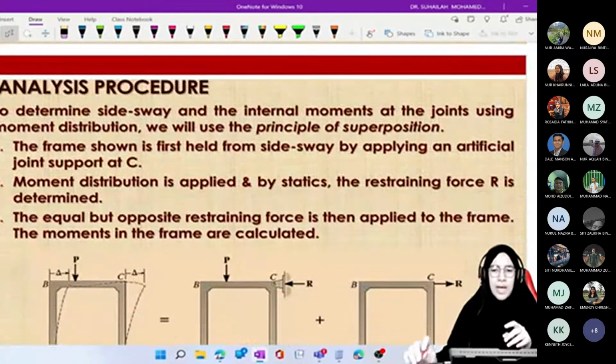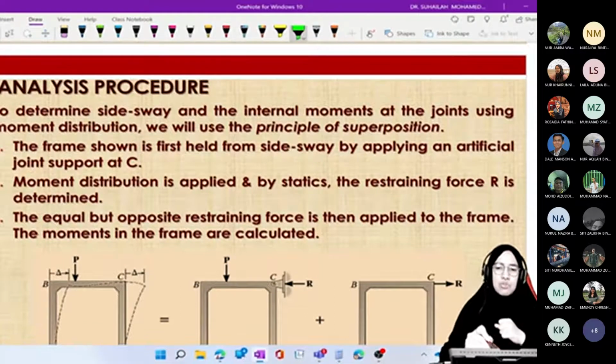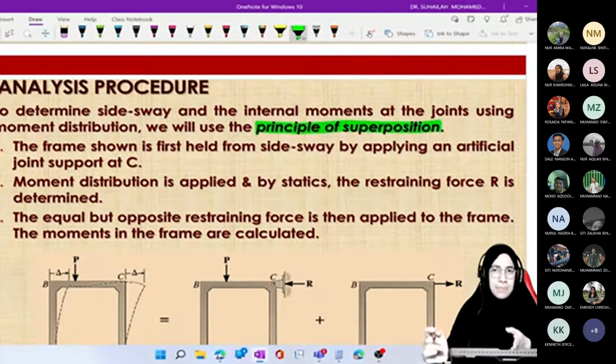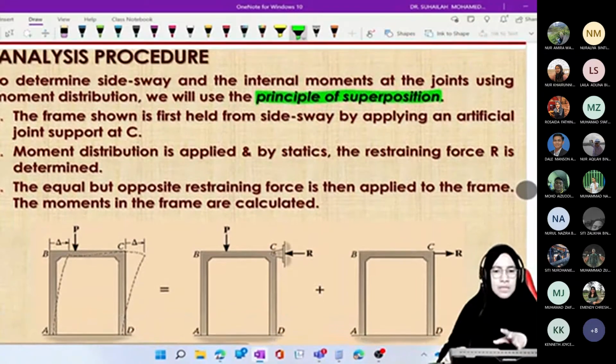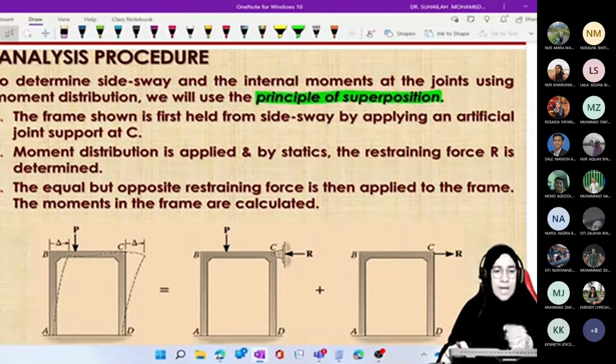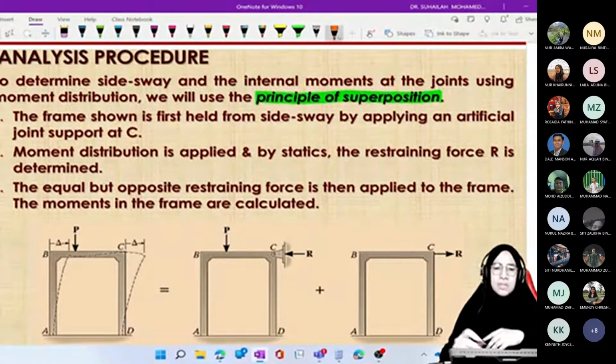So let's look at this first. To determine sidesway and internal moment at the joint using moment distribution, we use the principle of superposition. This is a very common principle in engineering, especially in civil engineering. You will find this principle of superposition also in the flexibility method, in chapter number 2. This is the concept that you need to understand. The frame shown is held from sidesway by applying an artificial support.